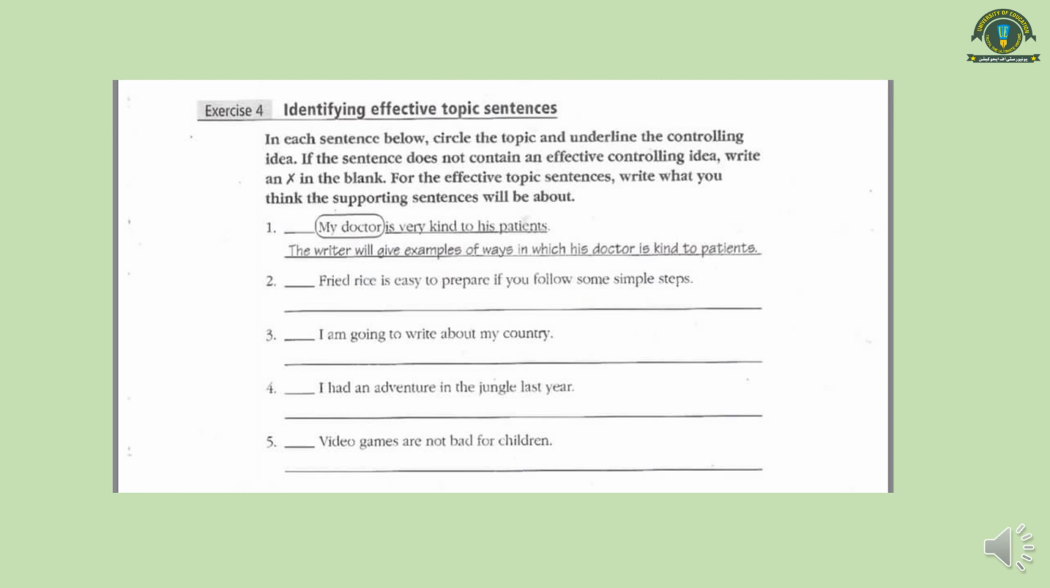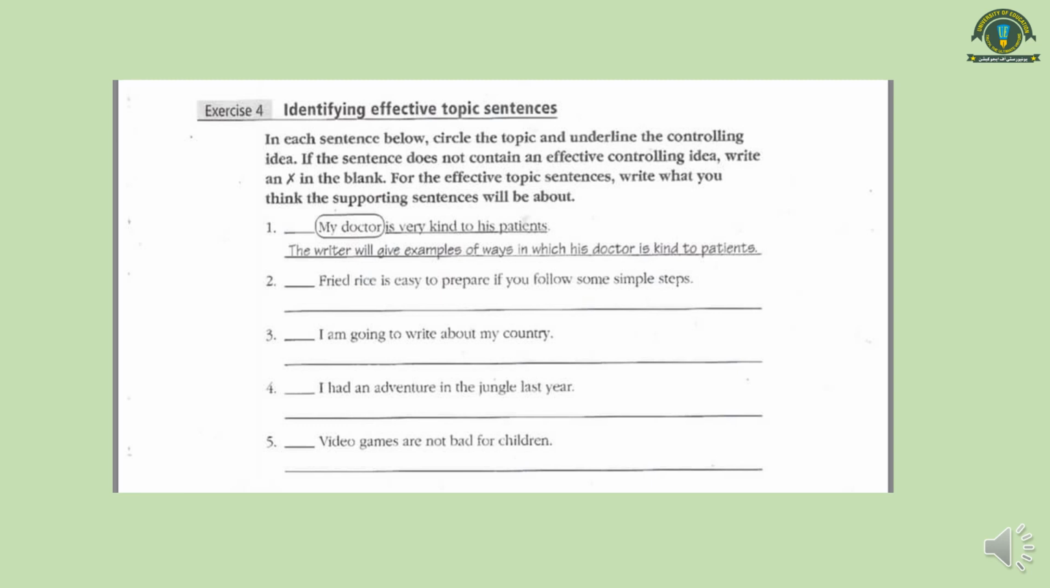So in each sentence below, circle the topic and underline the controlling idea. If the sentence does not contain an effective controlling idea, write an X in the blank. For the effective topic sentence, write what you think the supporting sentence will be about. So this activity is for you, and the first one is filled in for your easy understanding.